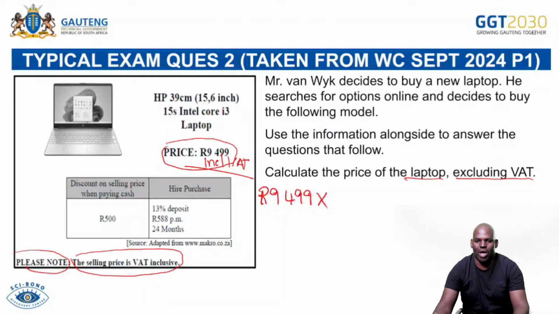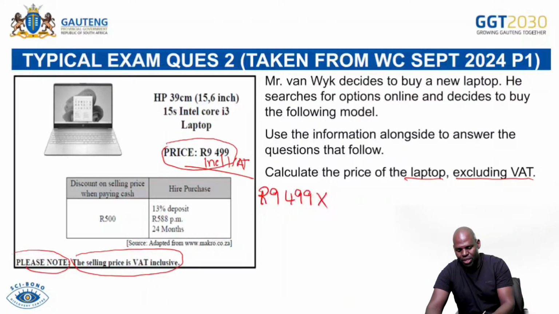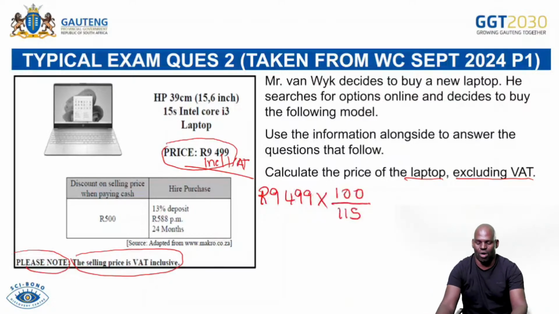How do we calculate an amount from including VAT to excluding VAT? You should know that. We multiply by 100 over 115, or you divide by 1,15. So 9,499 multiplied by 100, then divided by 115. Multiply by 100 over 115.